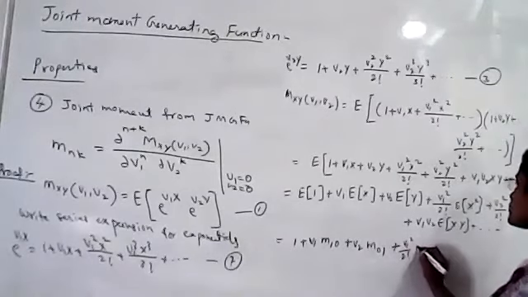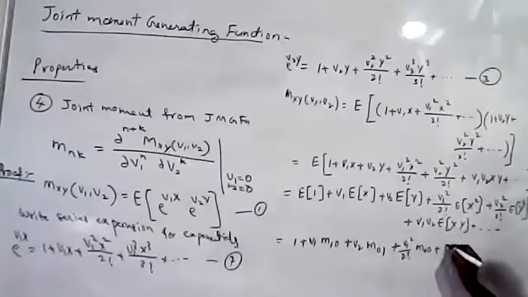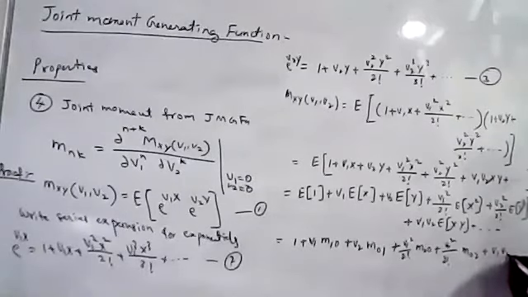Similarly, v1 square by 2 factorial, expected value of x square is m20. And v2 square by 2 factorial, expected value of y square is m02. Then v1 v2, expected value of xy is m11, plus so on. Take this as equation 4.